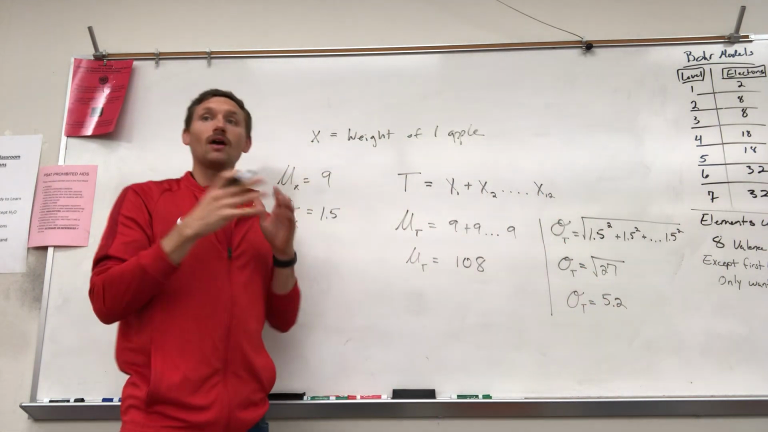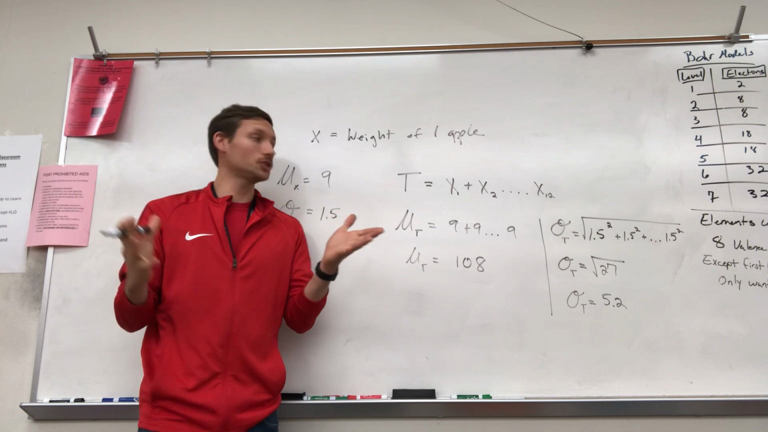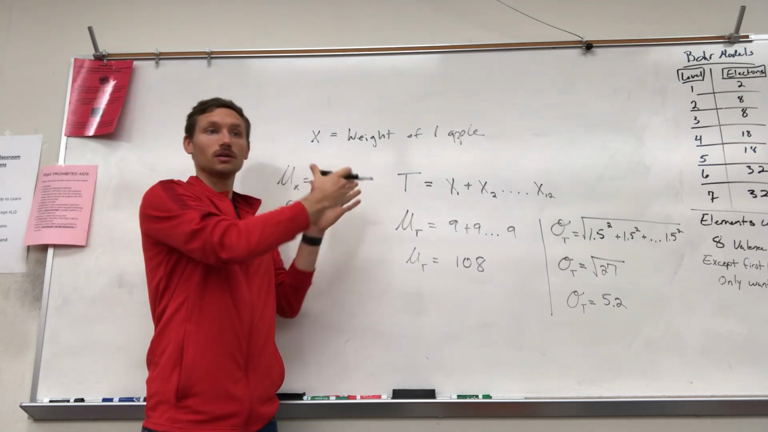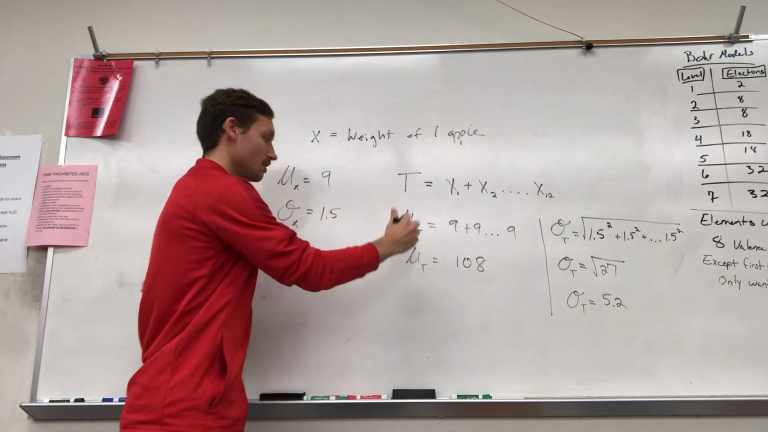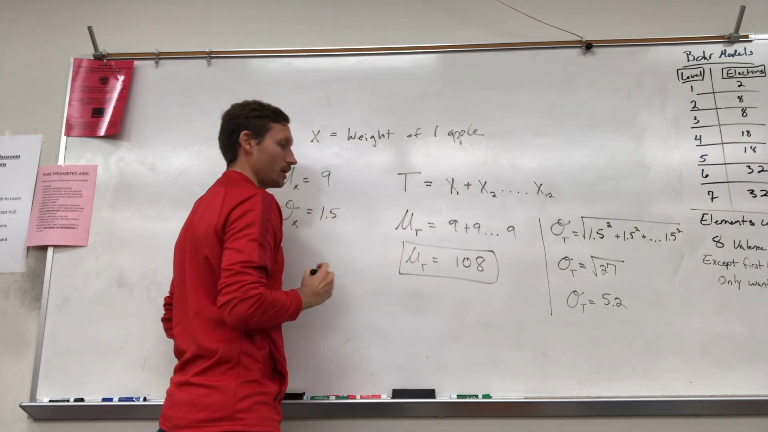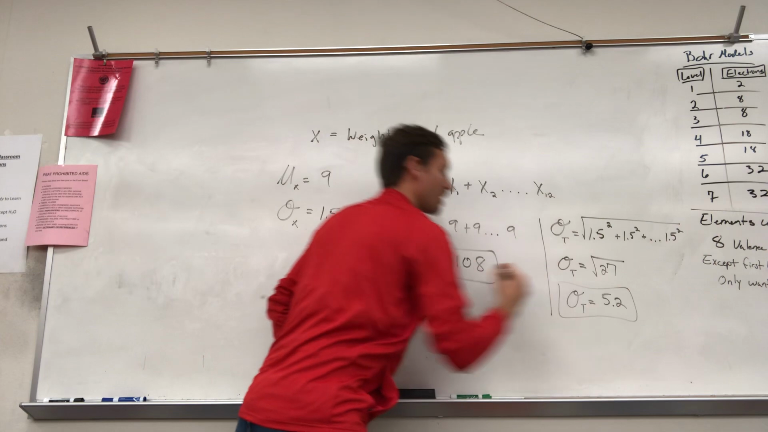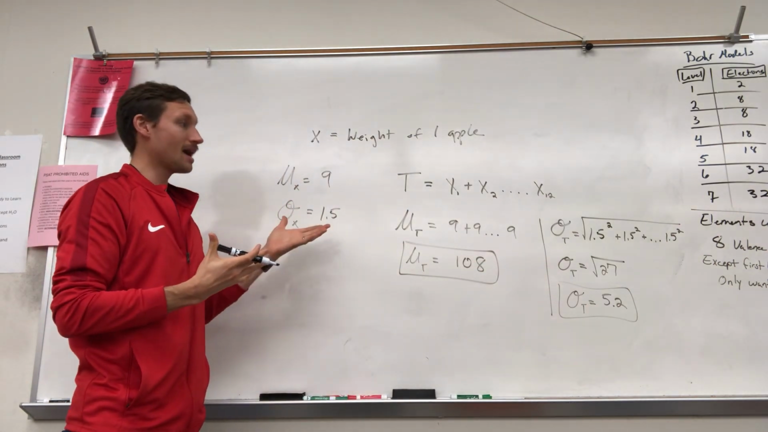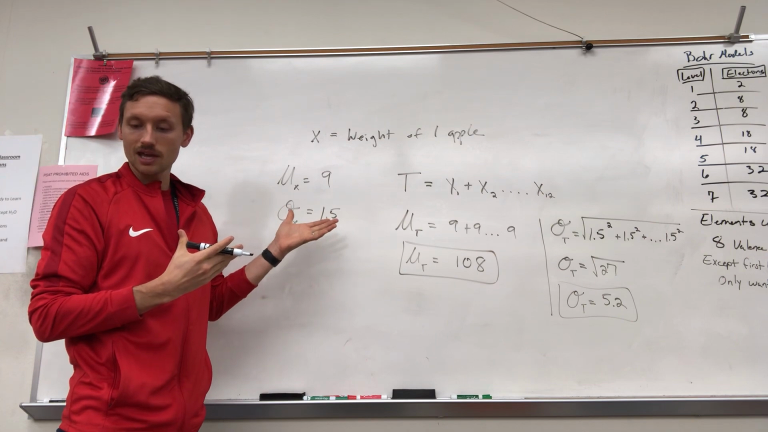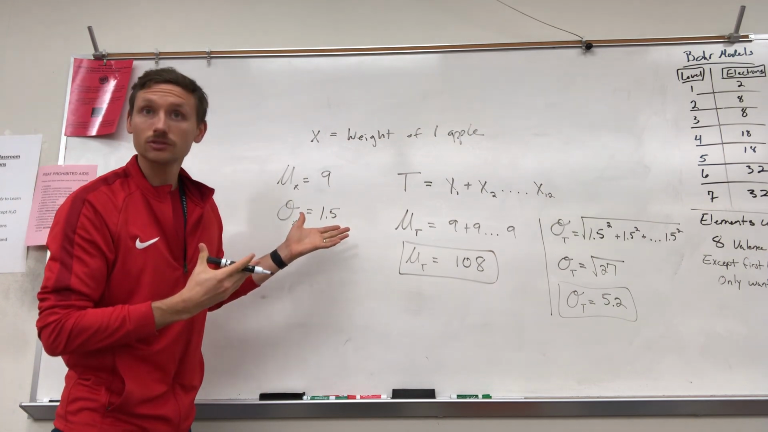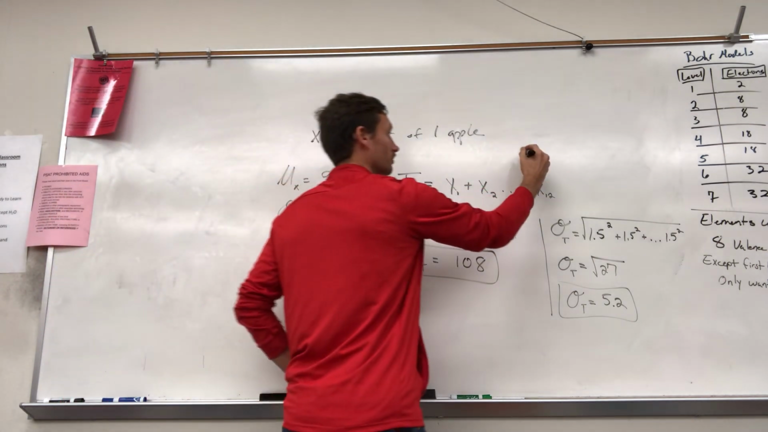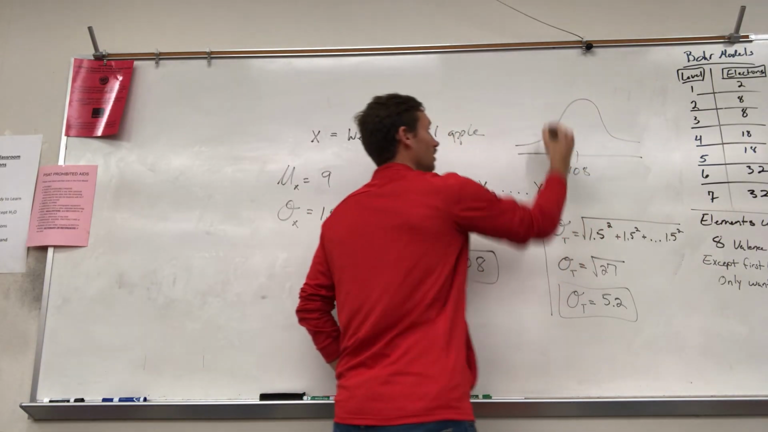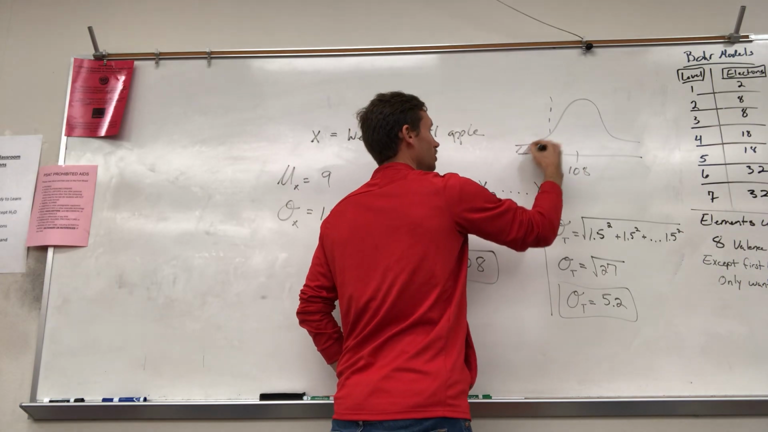So now I have a new distribution. What's the shape of T going to look like? Normal, because X is normal. Combine it 12 times, it'll still be normal. The mean is 108. The standard deviation is 5.2. What's the probability that the bag is less than 100 ounces? Draw a picture. Here's my distribution, centered at 108. 100 would be here. Shade the region.